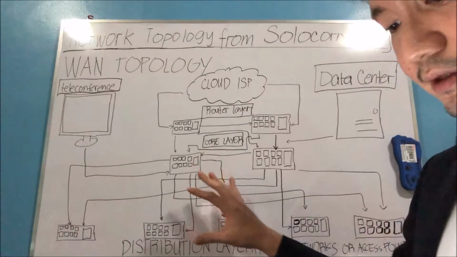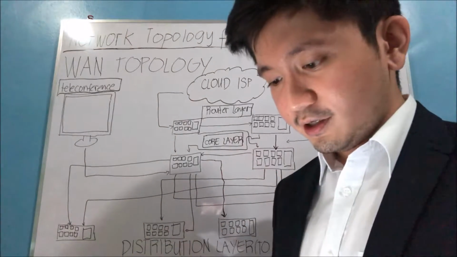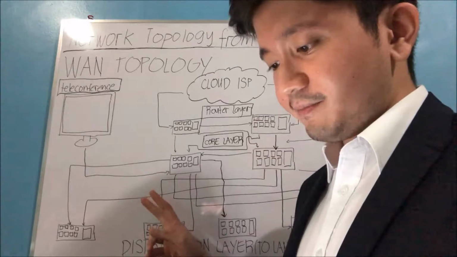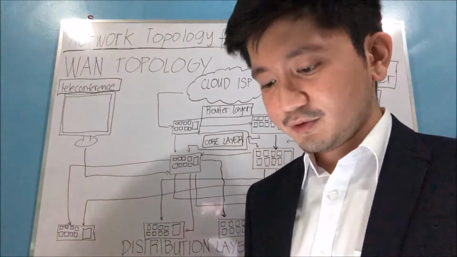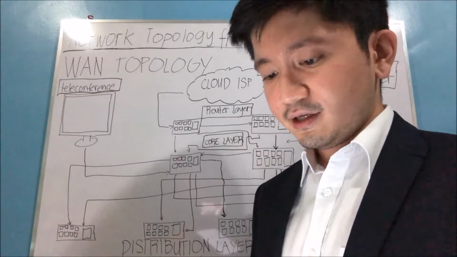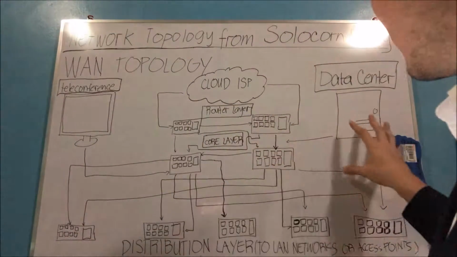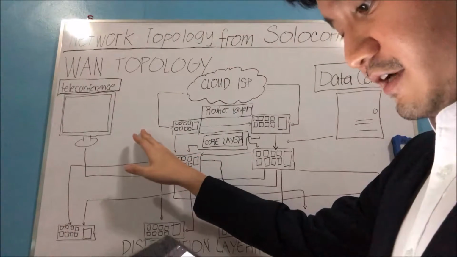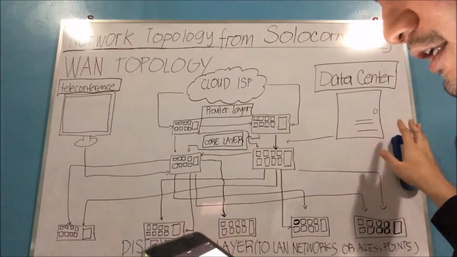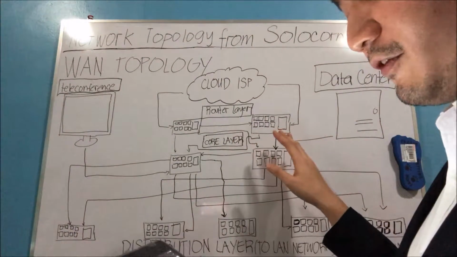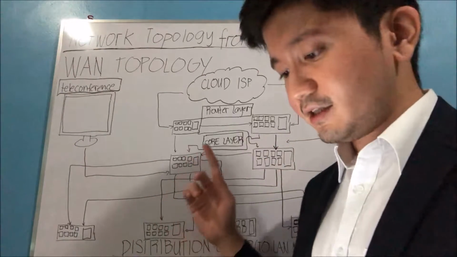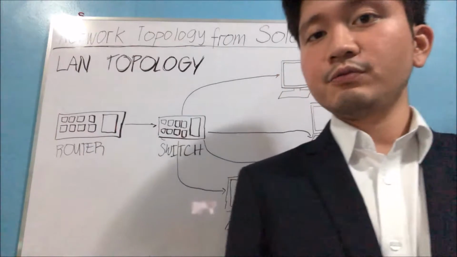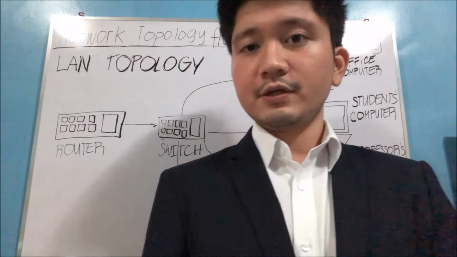So here, I also forgot to mention the distribution layer also dictates the policies and guidelines of the campus or enterprise. And here also, lastly, before we move on to our next topology, the teleconference and the data center room are directly connected to the core layer for faster communication outside the network. And our next topology would be our LAN topology.